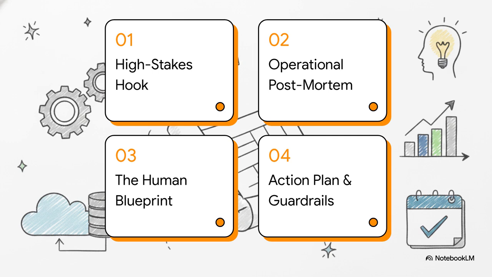First, the high-stakes hook and executive overview. Second, a detailed operational postmortem. Third, the human blueprint. And finally, our chronological action plan and guardrails. We will move methodically through each.